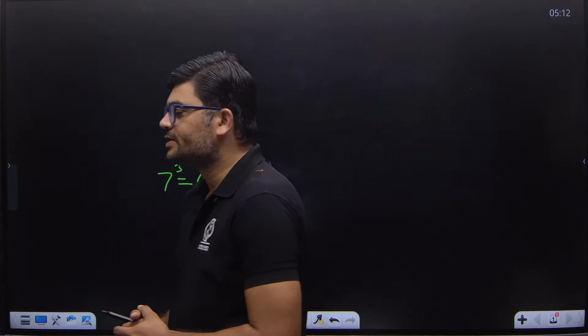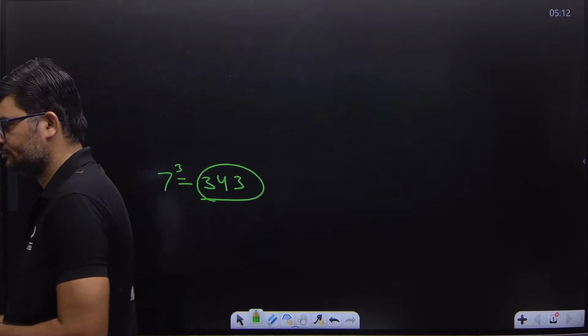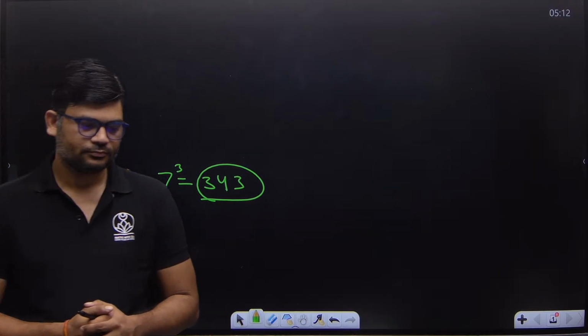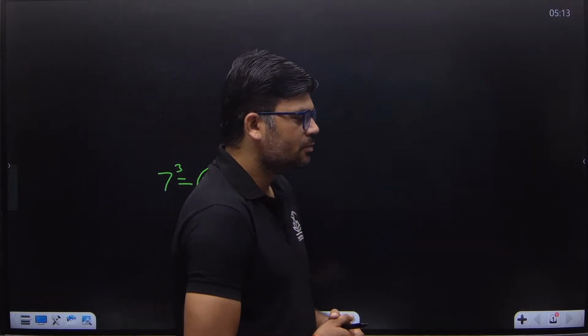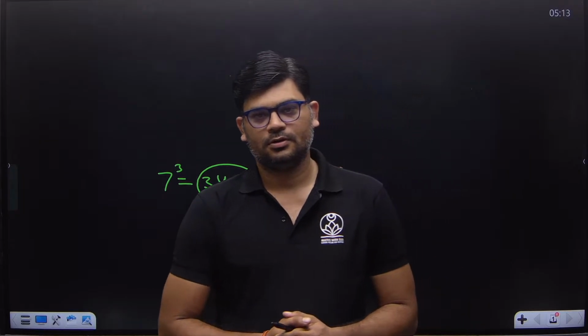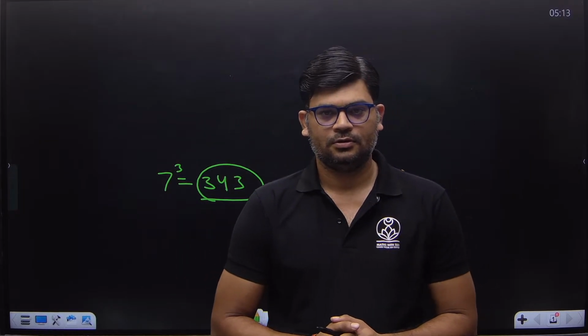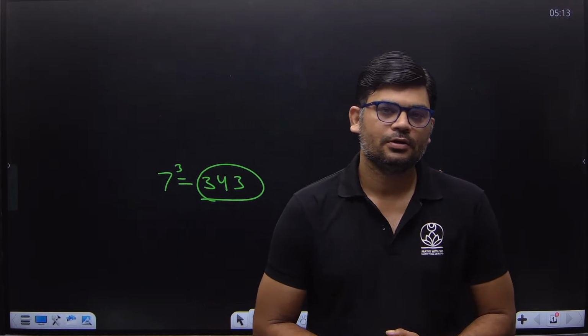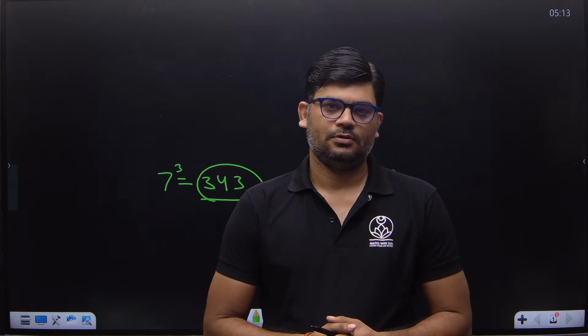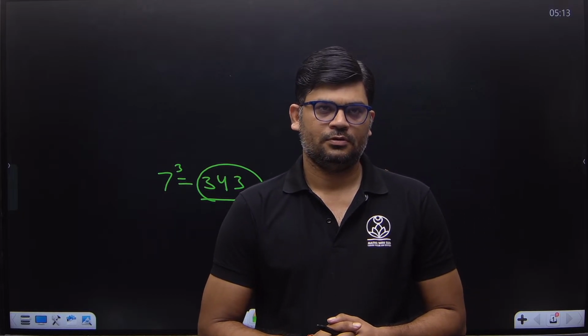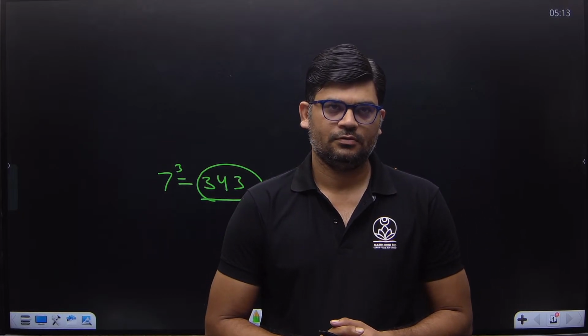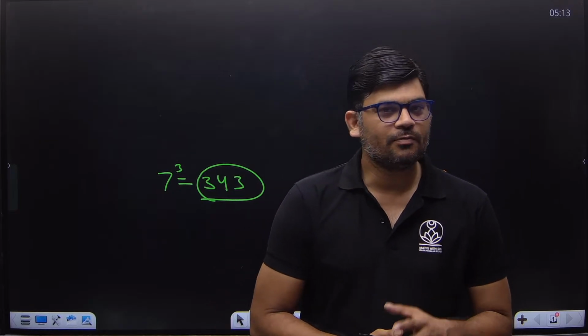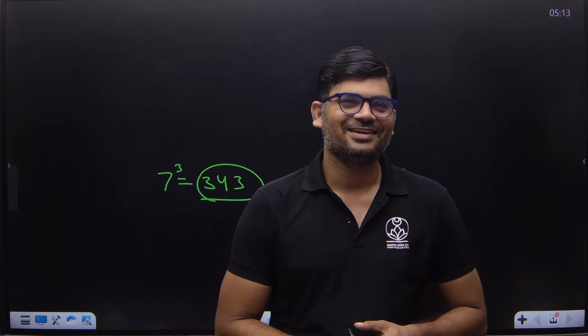What is 2 to the power 6? 64. Very good. What is 2 to the power 8? 256. What is 8 cube? 512. Okay, so have you remembered this or are you watching and saying?